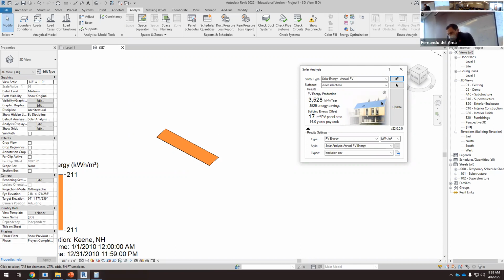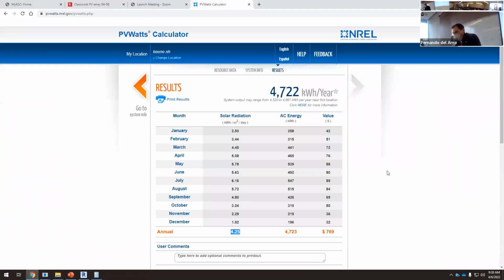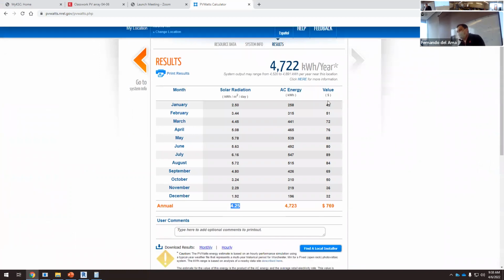What is the result in PV watts? So in PV watts, we do have this information. We have the AC energy per year. So in this case, we have 4,723 kilowatt hour per year. Okay, so this is PV watts. Here we have 3,500 and here we have 4,700. There is a difference between these.